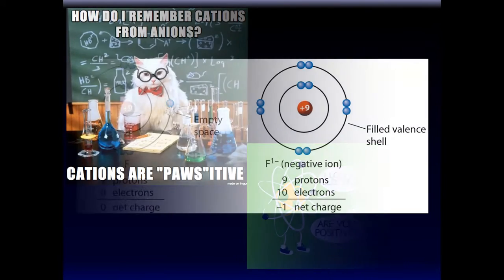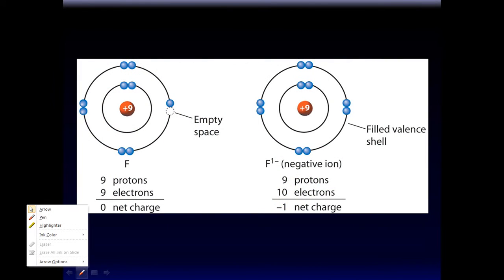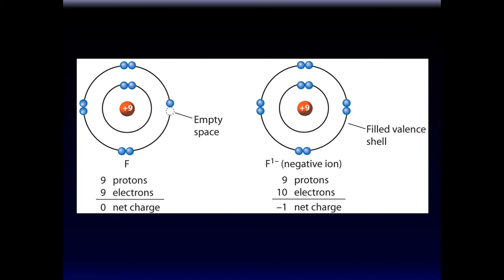Now, if you recall, atoms want nothing more than to have a completely full valence shell. It's like they're envious of noble gases. They all want to be like noble gases. So fluorine, for example, has 7 electrons in the valence shell. It wants to have one more.